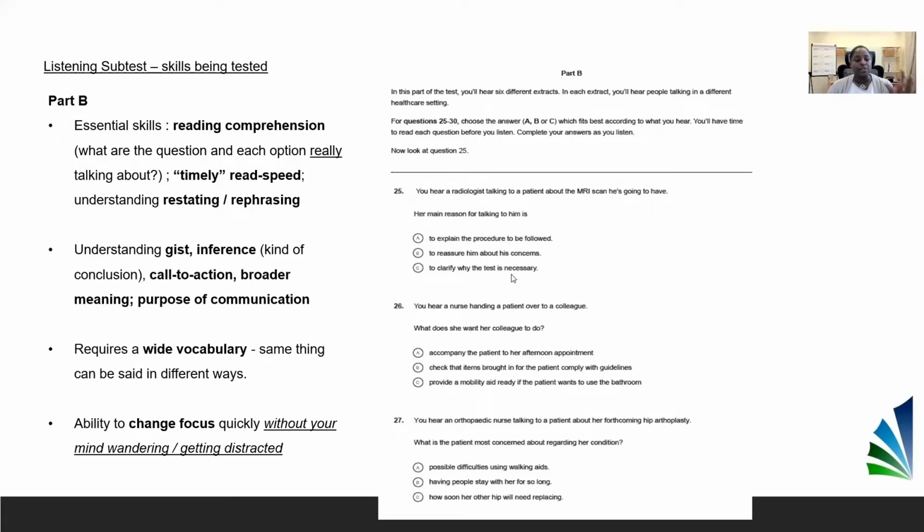So you've got to be able to understand, well, this means the same thing as that or similar. The different kinds of function of language is also important to understand. So part B, it looks at things like, do you understand gist? Do you understand inference, which is a kind of conclusion? Do you understand call to action? That is, what is one person asking the other to do? Broader meaning, which is kind of like gist, you can say almost.